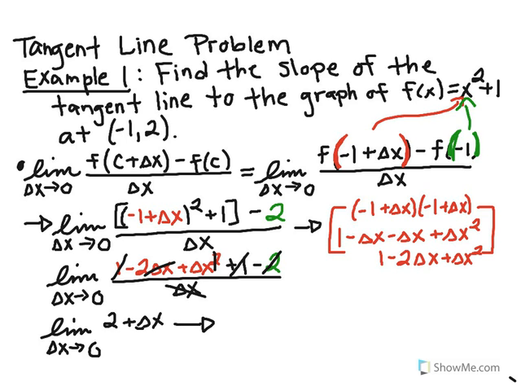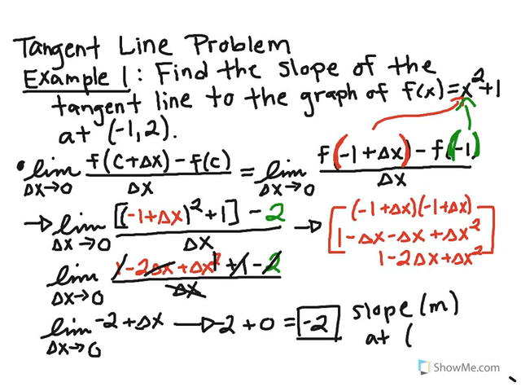The only thing I haven't done yet is take the limit as delta x approaches 0. When I use my substitution rules, this would give me negative 2 plus 0, which is equal to negative 2. And that number right here represents the slope, or m, at that point, negative 1, 2. So that's how we're doing problems like that.